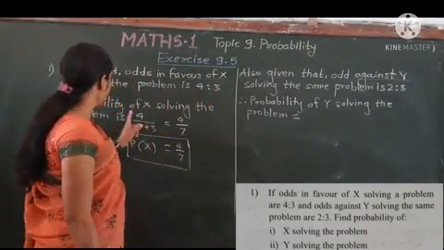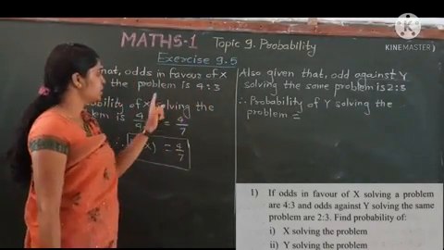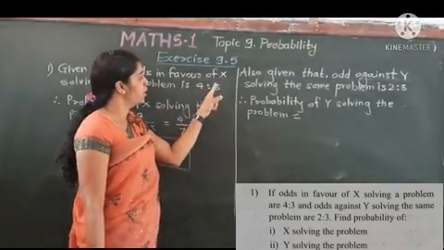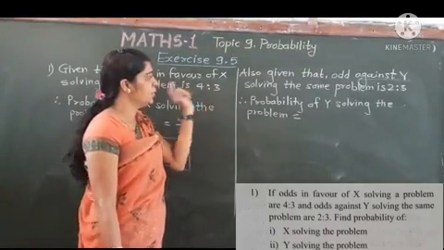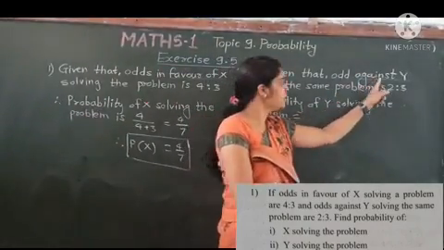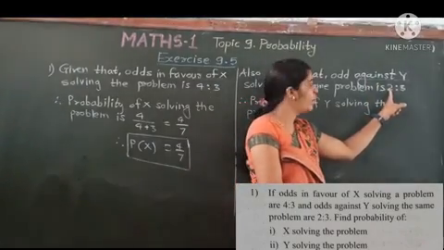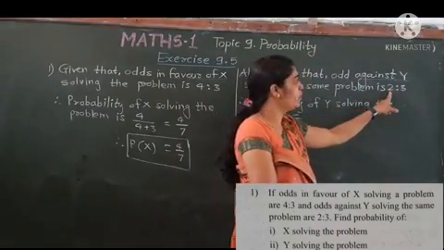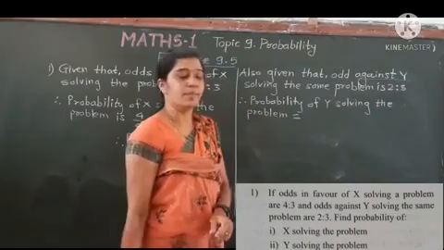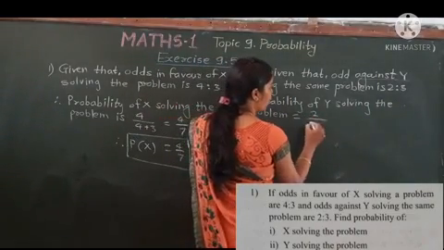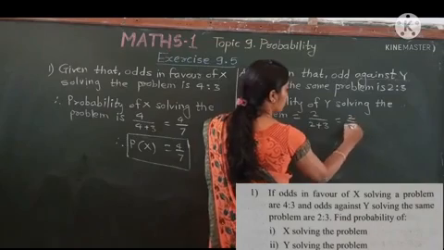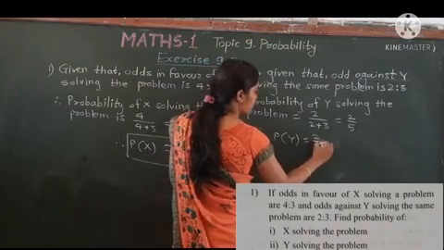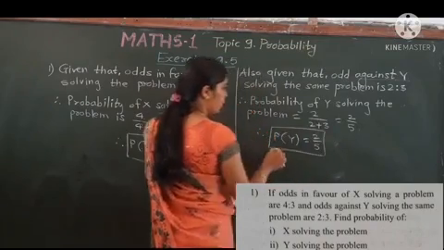Here, favor means solving the problem. Chances of solving the problem is 4 and chances of not solving the problem is 3. Here against y is given, means chances of unfavorable to favorable. Here favorable is solving the problem and unfavorable is not solving the problem. So here it becomes 2 upon 2 plus 3, which is equal to 2 upon 5. Therefore P of y is equal to 2 upon 5.